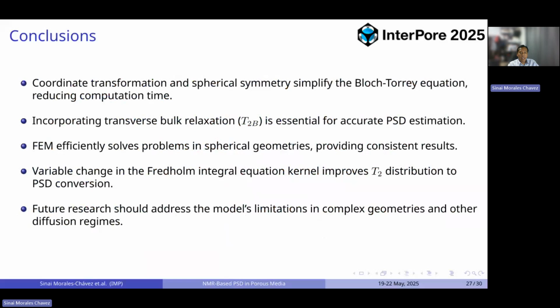Finally, we highlighted the model's strengths through validation against both synthetic and experimental data, showing that our approach outperforms traditional methods. Future research may extend this work to more complex geometries, anisotropic diffusion conditions, and heterogeneous surface relaxivity.